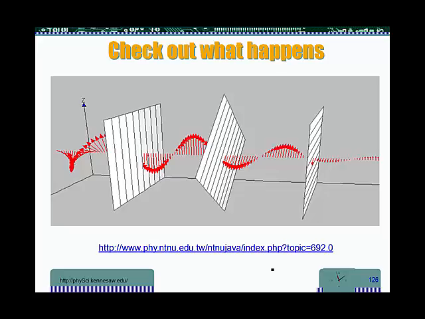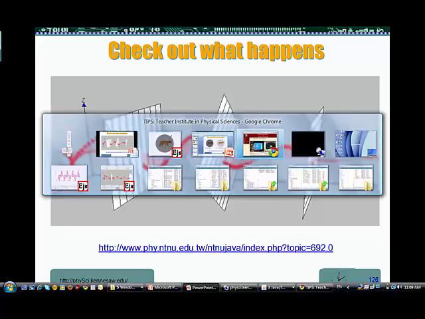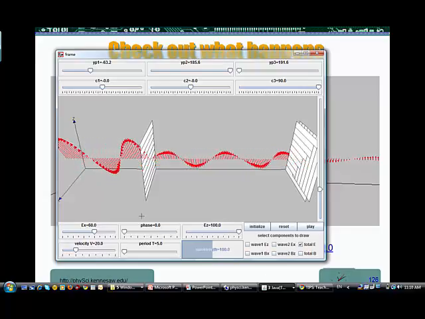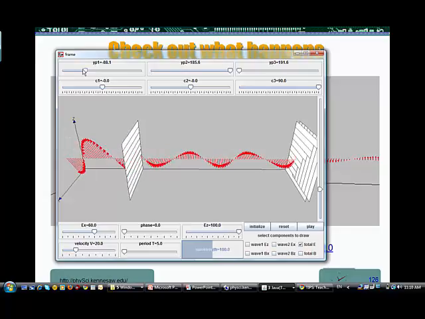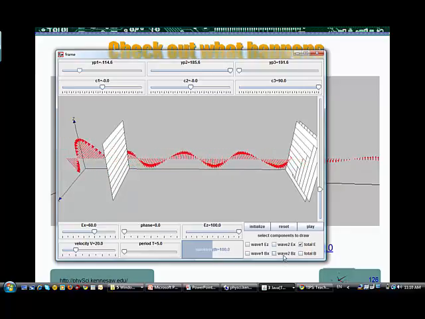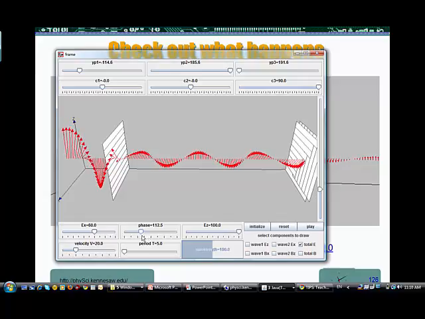Okay, let's try it out with that simulation. Let's move this a little bit. Now we don't have unpolarized light here, and actually this simulation does not show us intensities. But let's try a light that is at circular polarization.